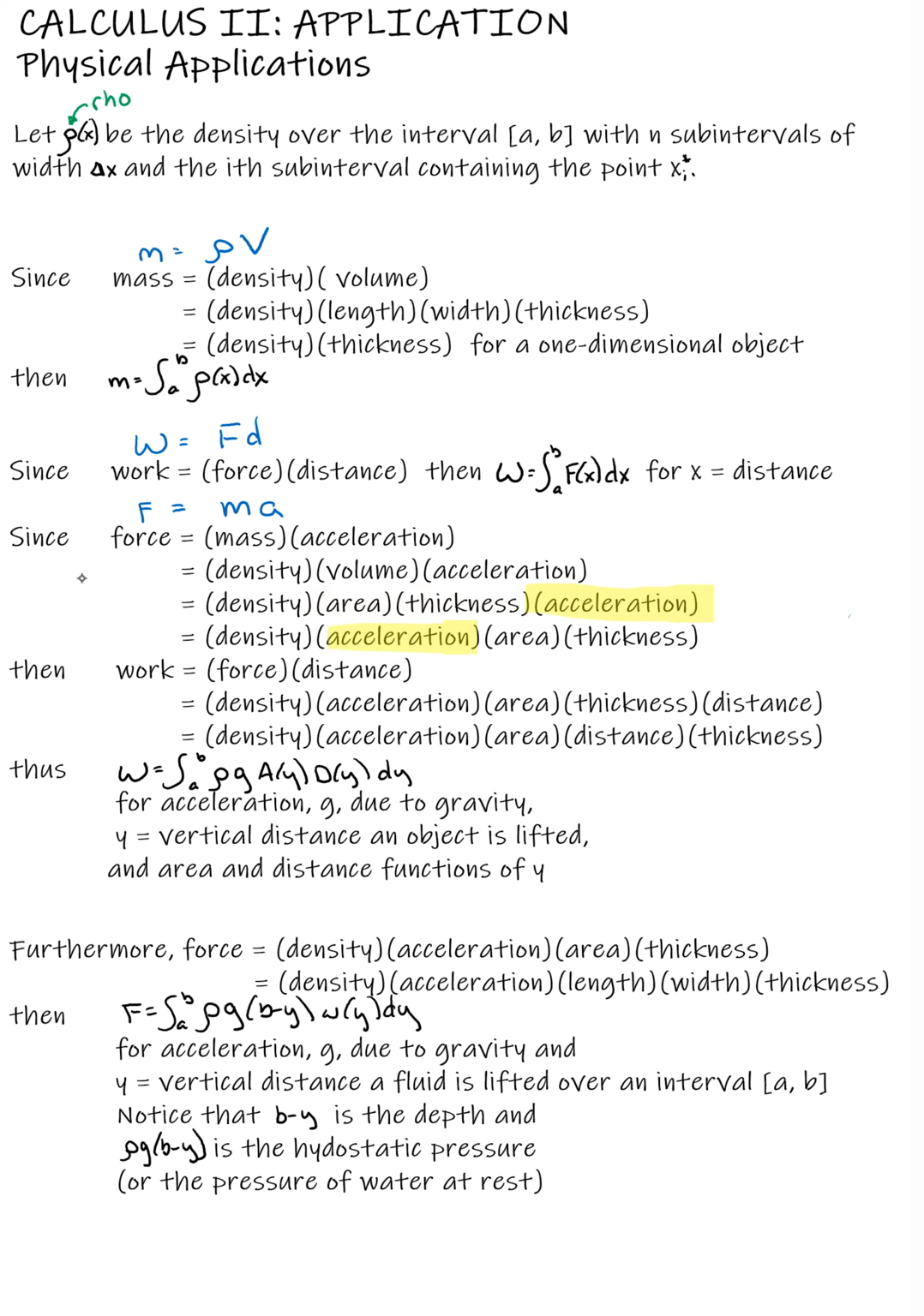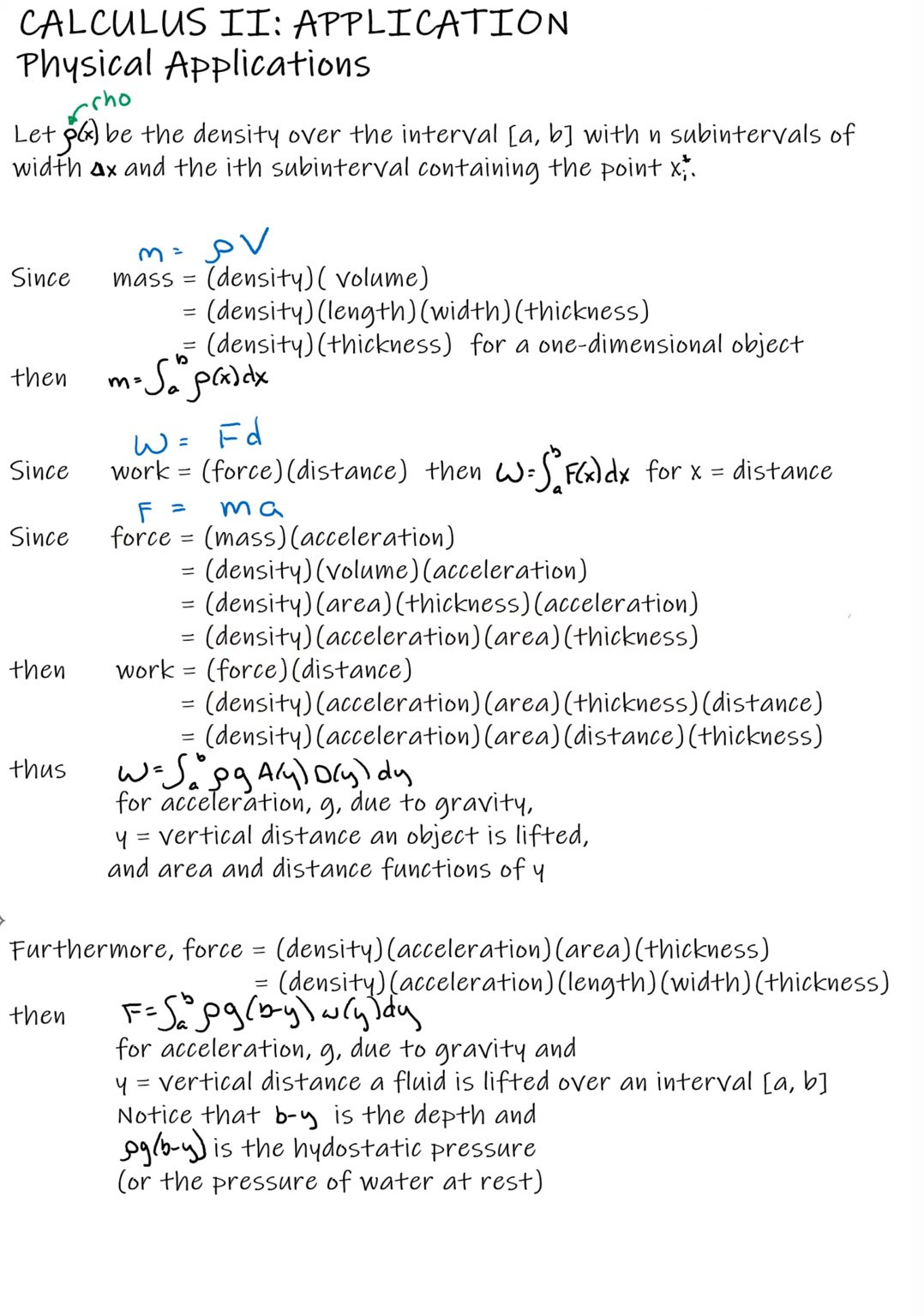Just changing the order. Now, going back to what we had before, work is force times distance. But we just learned that force is equal to this whole mess: density, acceleration, area, and thickness. So work is density, acceleration, area, and thickness, and of course, distance is still there at the end of that work equation.